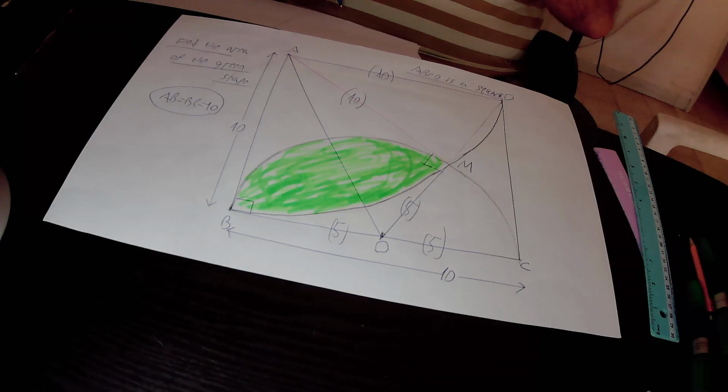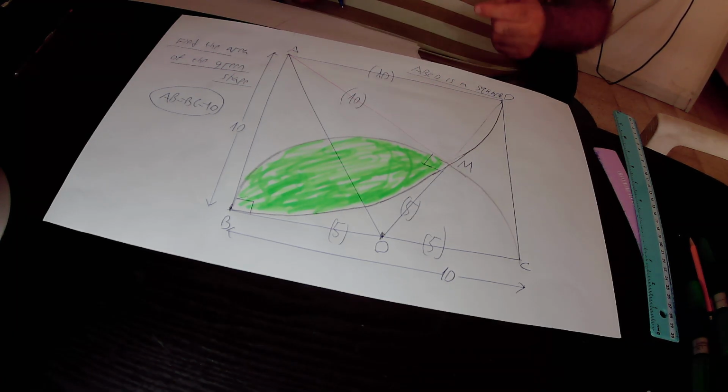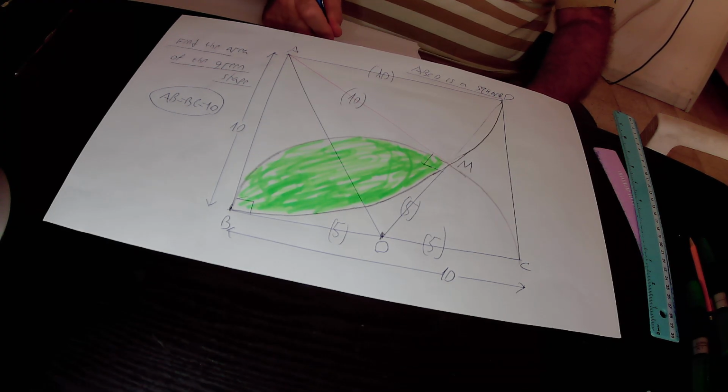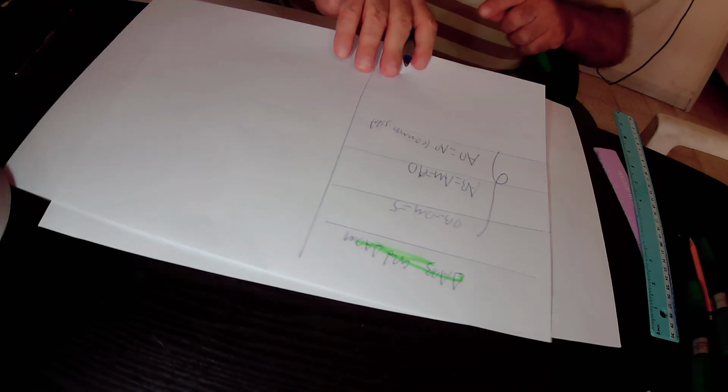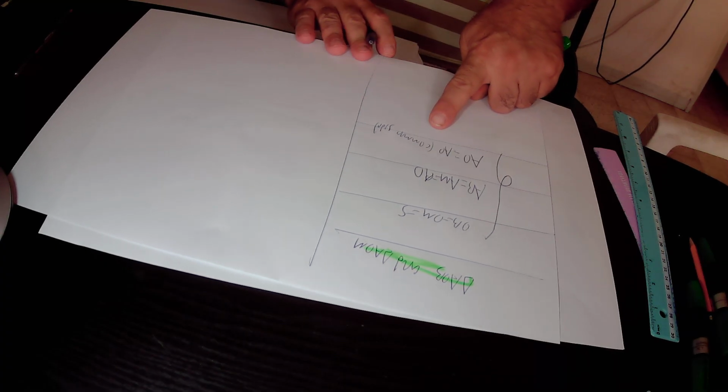And finally, AO is a common side that belongs to both triangles, so AO equals itself. Again, AO equals itself, it's a common side that belongs to both triangles.